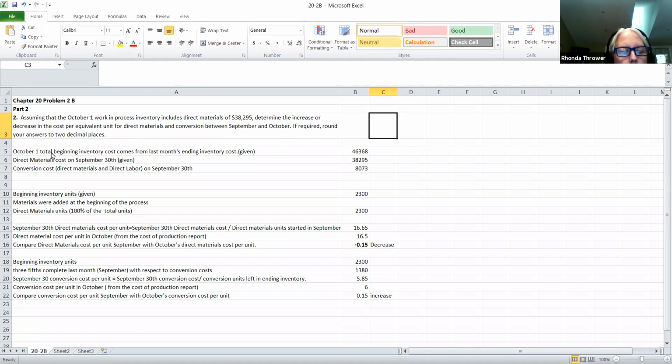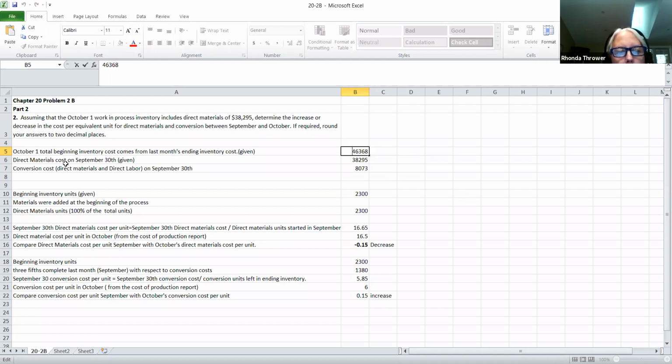So this is how I went about solving this. On October 1st, we had some beginning inventory cost. And that cost is coming from last month's ending inventory cost. It's just brought forward. This was a given amount. And if you look back at that cost of production report, you can see it there. If you look back at your given information, you can see that the beginning inventory cost was $46,368. Now, that came from last month. So really, this was last month's costs that were brought forward.